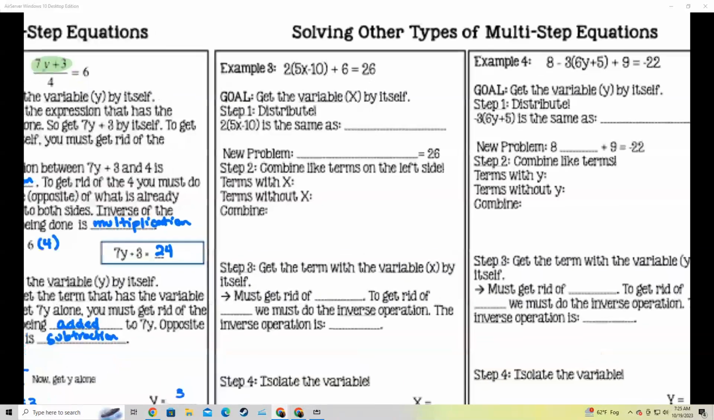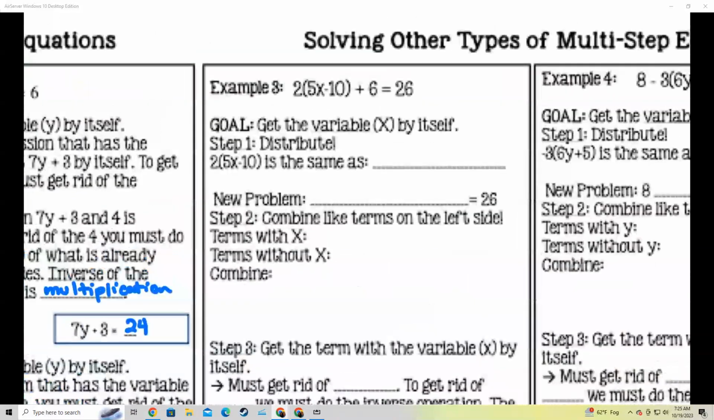So example number 3 says, I got 2 parentheses 5x plus 10 is equal to 6. I'm sorry, minus 10, plus 6 is equal to 26. Our goal is to get the x by itself. In this case, though, our first step is going to be to distribute.